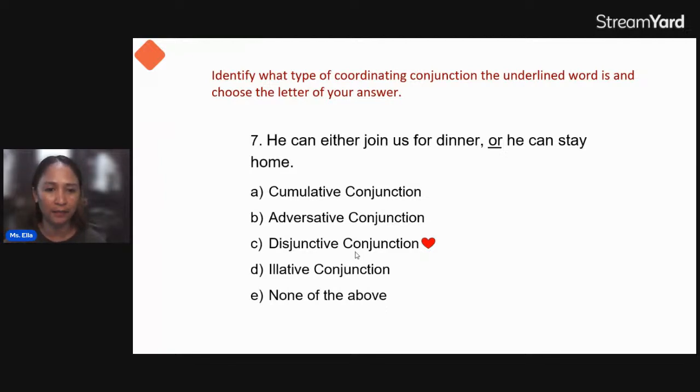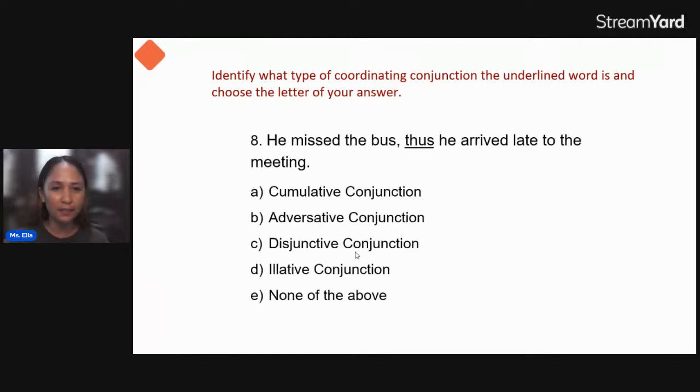Okay, let's continue. Let's have number 8. He missed the bus, thus, he arrived late to the meeting. Is it A, cumulative conjunction? Letter B, adversative conjunction? Letter C, disjunctive conjunction? Letter D, elative conjunction? Or letter E, none of the above?